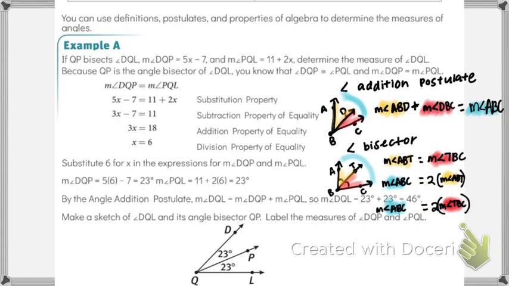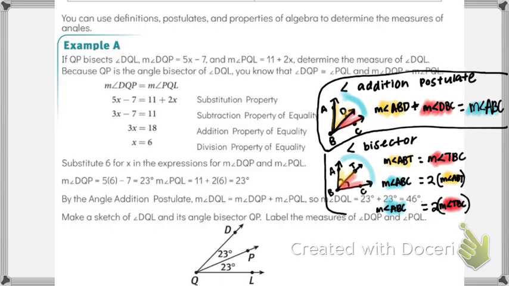Remember, this top one right here is used for all of them. You can use the angle addition postulate for all of them. These right here, you can only use for angle bisectors. I'm going to put a star right there. If the question doesn't say angle bisector, you should not be looking at these three.